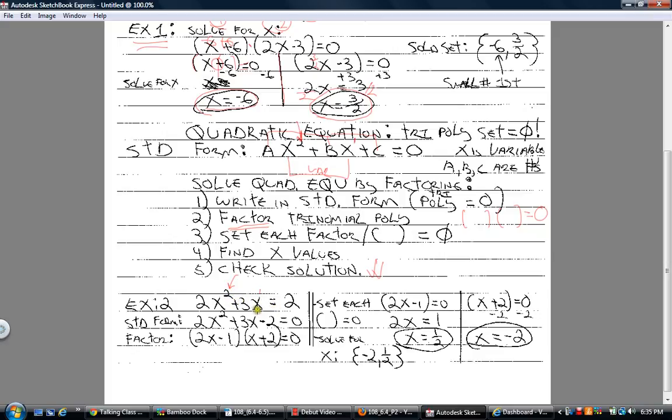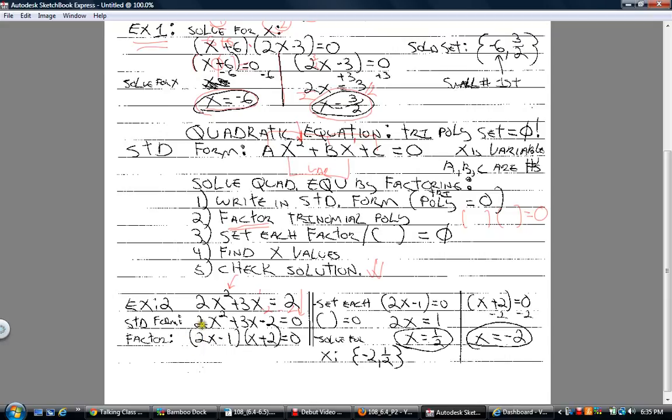So minus 2 on both sides. When you subtract 2 on both sides, you get the 0. That's your driver. And so now you've got 2x squared plus 3x minus 2, which is your trinomial, set equal to 0. Now you focus on factoring this trinomial.